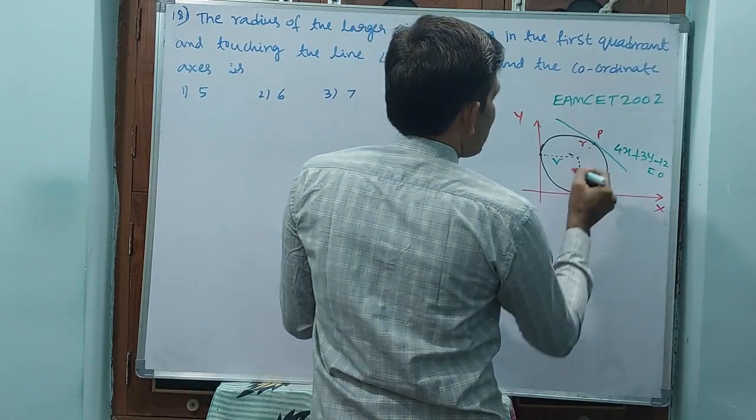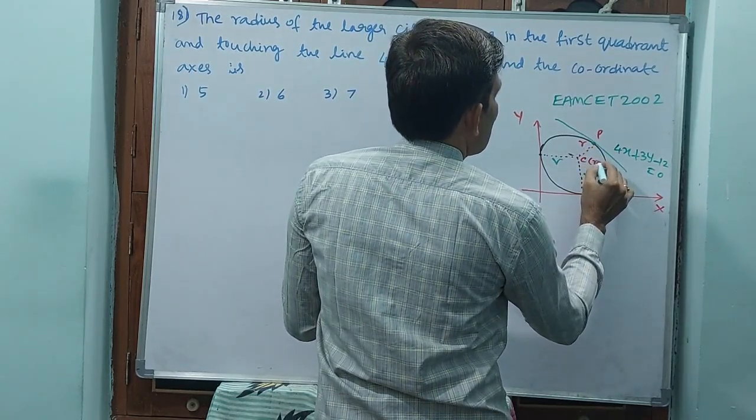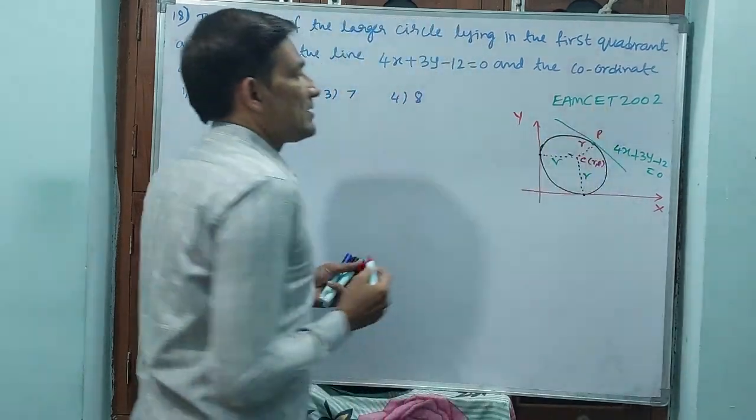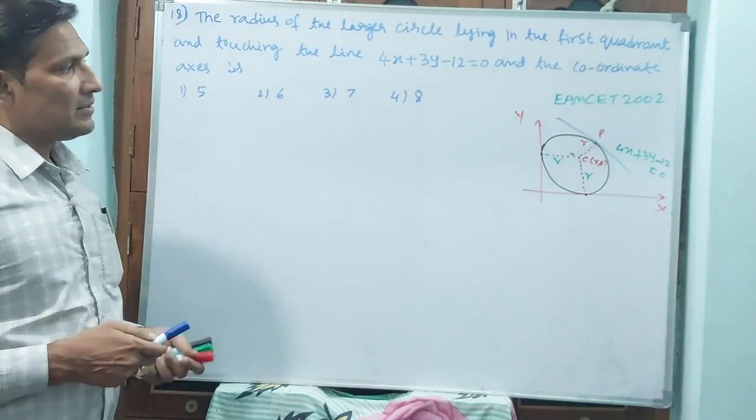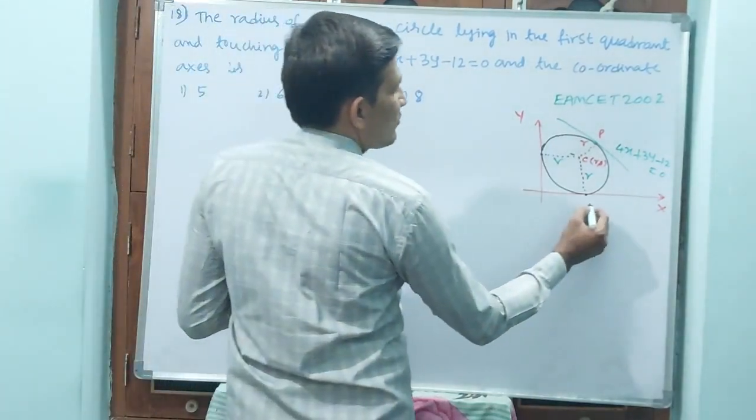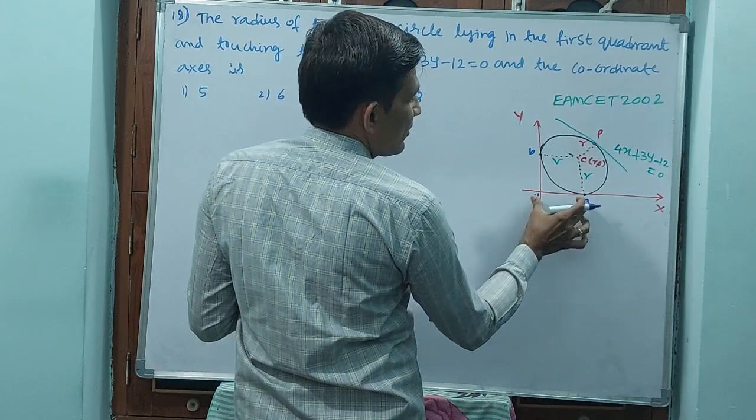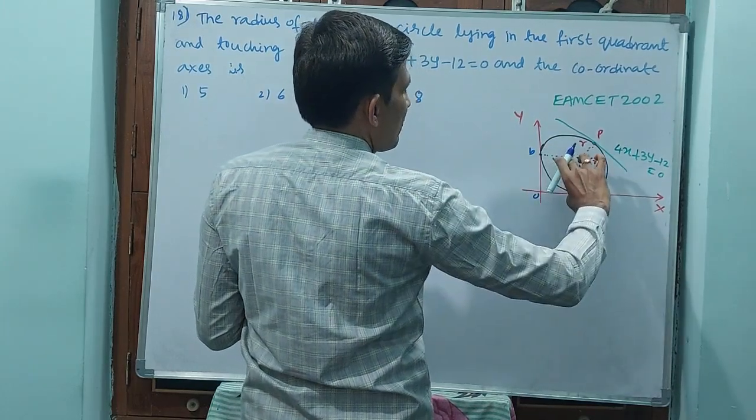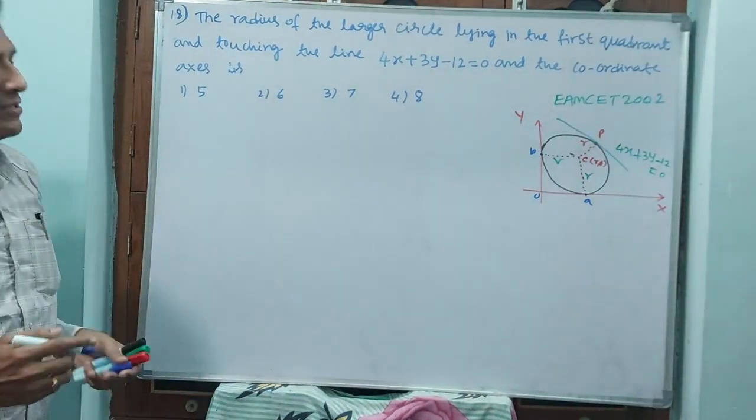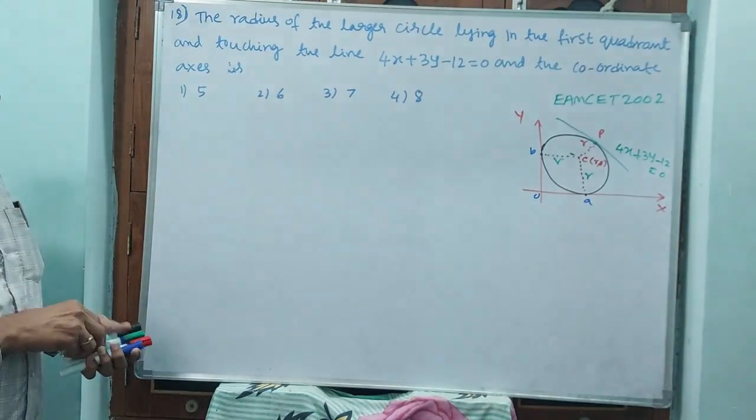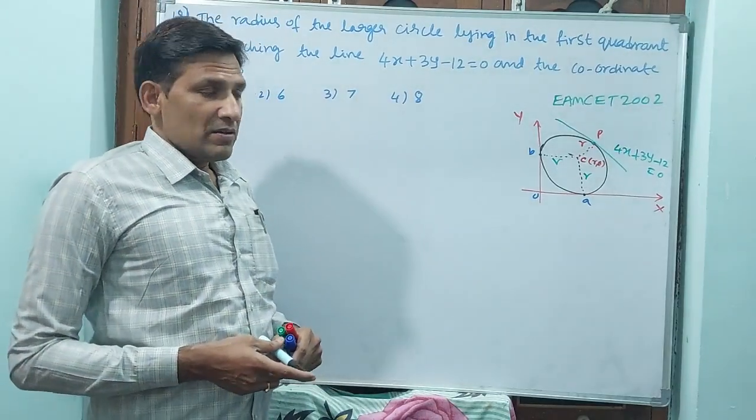This distance is also the radius. Why? Because this is the center, (R, R), and that is the point, so CP is also the radius. Say you take this as A and this as B. That means OA is also the radius, OB is also the radius, and CB is also the radius, as we can understand by seeing this figure.